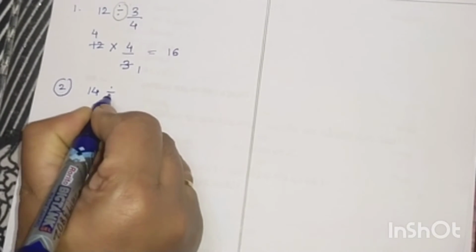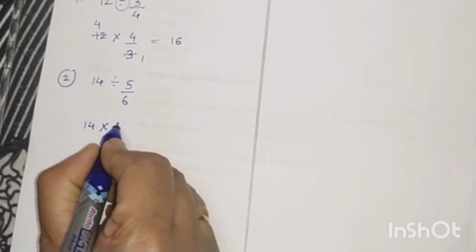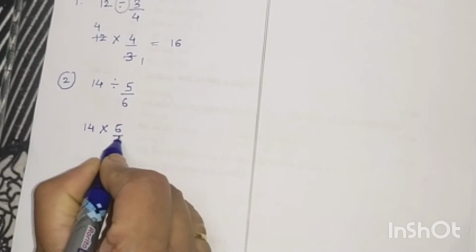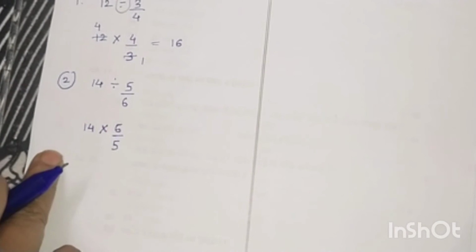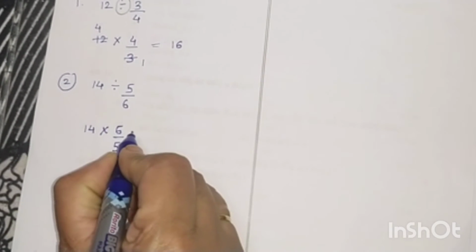Second sum is 14 divided by 5 by 6. So 14 is a whole number. We have to remove the division sign, put the multiplication, and take the reciprocal of the given fraction, so it will become 6 by 5. Now here is a note: it is not any of the factors of 5, nor is it cut by 6. So we can't cut it, we have to write it directly and multiply.